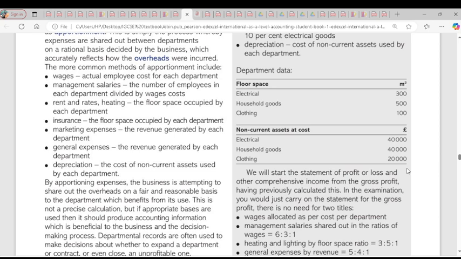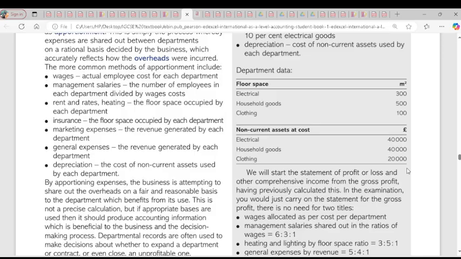For marketing expenses, the amount of money generated by each department, because marketing allows a business to increase its revenue. So we check how much revenue is generated by each department. Then general expenses, based on the revenue generated from each department. Then depreciation, the cost of non-current assets for each department. Department A has equipment, department B has machinery, department C has laptops. So the cost of non-current assets used by each department is used to calculate it.